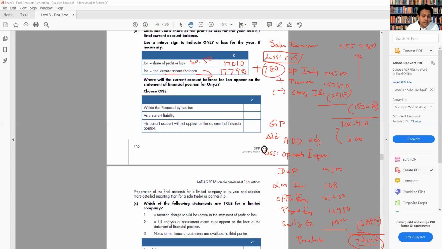credit. If it is a debit balance, we have to minus that. Remember that. As it is a credit balance, we add. If it is a debit balance, we minus that.